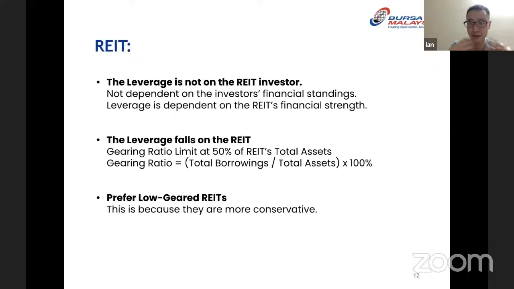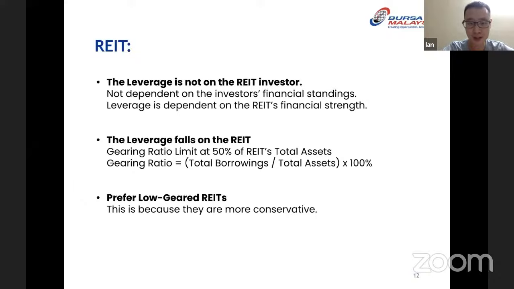So if you want to invest in a REIT, like me, for example, what I like about a REIT is that if it is financially strong, it can borrow more money to buy more properties. But in order to do that, the REIT, not the investor, must be financially strong. So when it comes to assessing the financial strength of the REIT, we calculate a ratio known as the gearing ratio. In Malaysia, for Malaysian REITs, there's a limit to it, and the limit is 50% of the REIT's total asset.